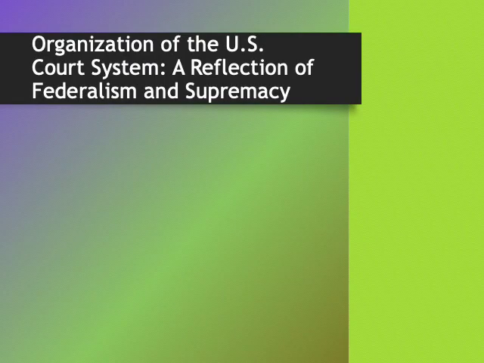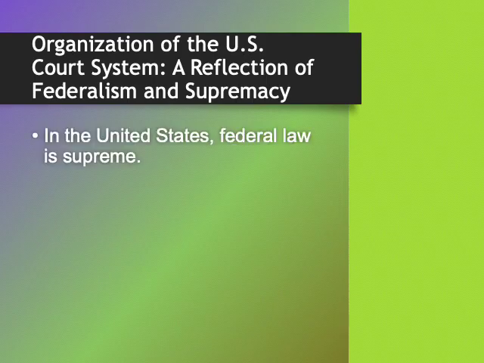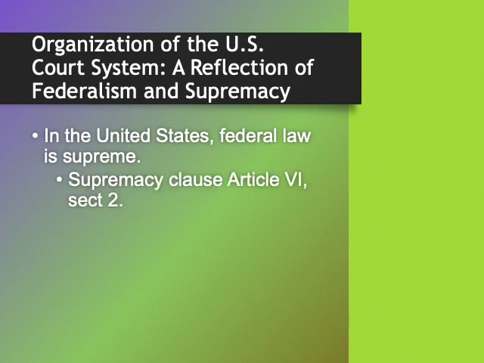All right, so the last thing we are going to talk about is the organization of the U.S. court system. I want you to keep two things in mind: that how it's organized is a reflection of federalism, and also a reflection of federal supremacy. First, in the United States, federal law is supreme. In other words, federal law takes precedence over state law if state and federal law come into conflict with each other. This is in the Constitution, in Article 6, Section 2. It's known as the Supremacy Clause.